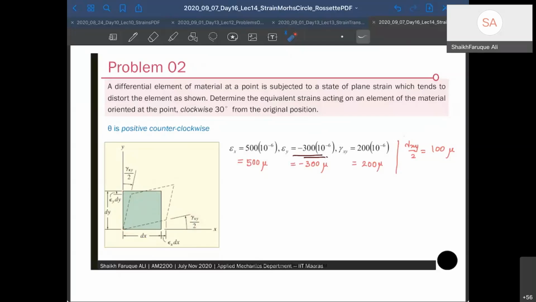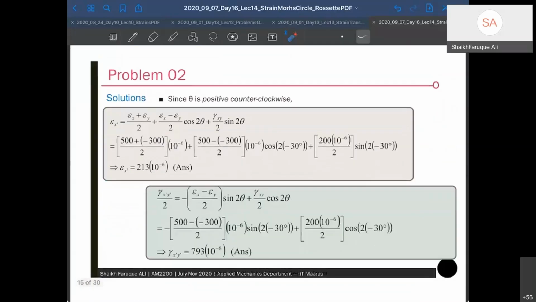Now it has been asked to determine the equivalent strains acting on an element oriented at a clockwise 30 degrees. So it's a clockwise 30 degree, right? I know the formulas, I can just put the formulas. So that's my formula: epsilon x dash is epsilon x plus epsilon y by 2, plus epsilon x minus epsilon y by 2 cos 2 theta, plus gamma xy by 2 sin 2 theta. I have to put theta equal to 30, so that becomes 60 here, and sin 60 there. And once you do all the calculations, you get 213 times 10 to the minus 6 as your epsilon x dash.